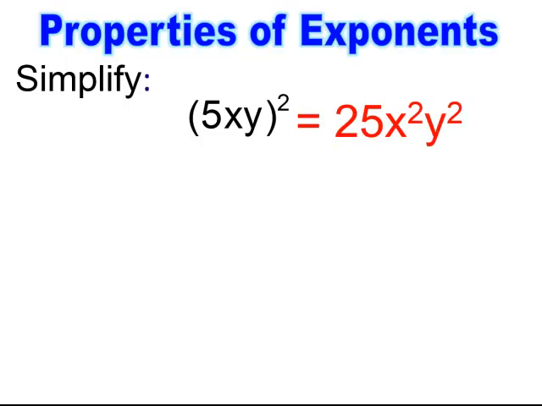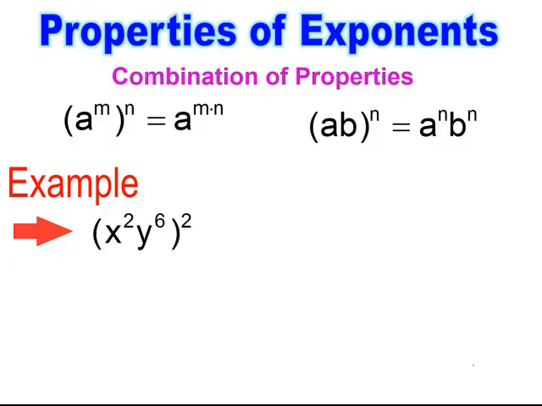So in this case, you should have gotten 25x squared y squared. So now we're going to do a combination of the properties. I'm going to be using the power of a power property and a quantity raised to a power. When I have a quantity inside with powers, and I take the power on the outside and give it to everything inside, I need to use the power to a power property.